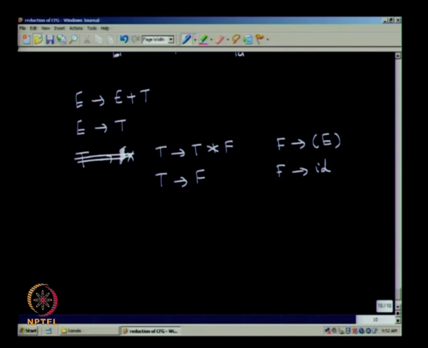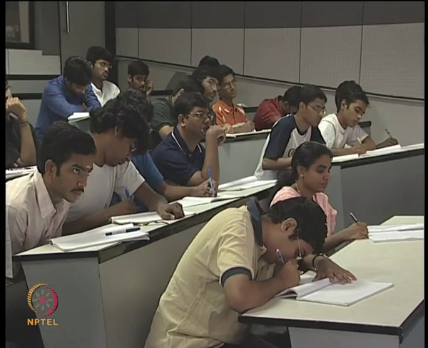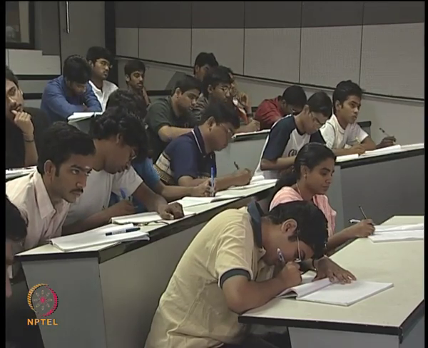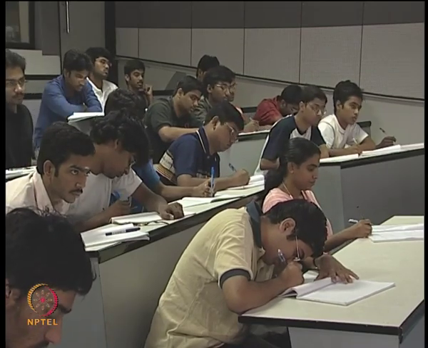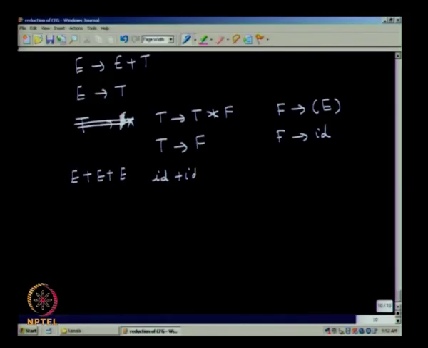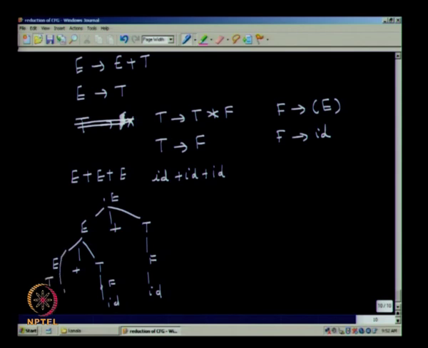So, what will be the derivation tree for the two things? If you have ID plus ID plus ID, you will use E goes to E plus T, then again E plus T, T goes to F, F goes to ID, T goes to F, F goes to ID, here E goes to T, T goes to F, F goes to ID. This will be the only derivation tree and this makes sure of the left to right evaluation process.